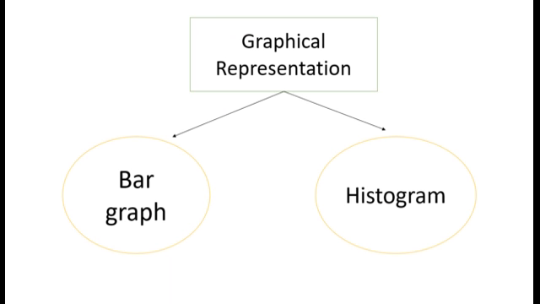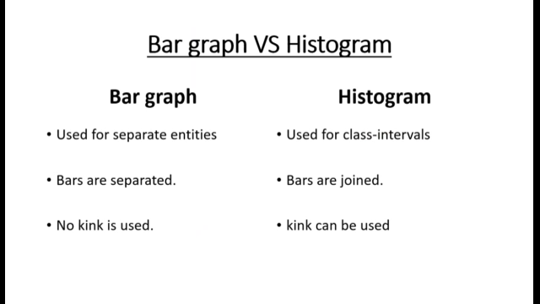Also, if I try to represent the information graphically, in our exercise we have the bar graph and the histogram. So let us see how we do a bar graph and a histogram. There are some differences between bar graph and histogram that I have tried to present to you. You can see a bar graph is basically used for separate entities, whereas a histogram is used for class intervals. As I have told you right now, for the grouped frequency distribution table we have made class intervals, and those class intervals only we use to draw a histogram.